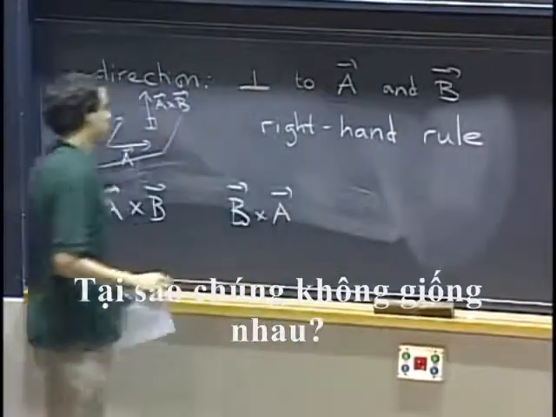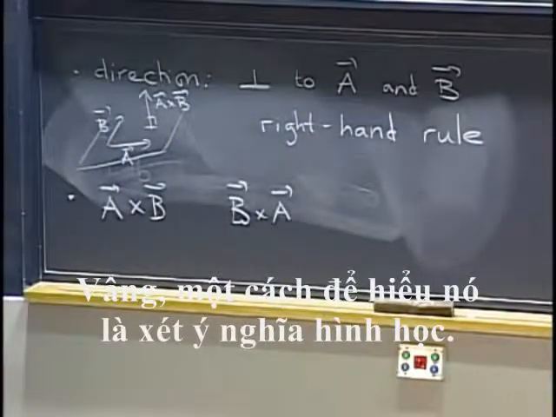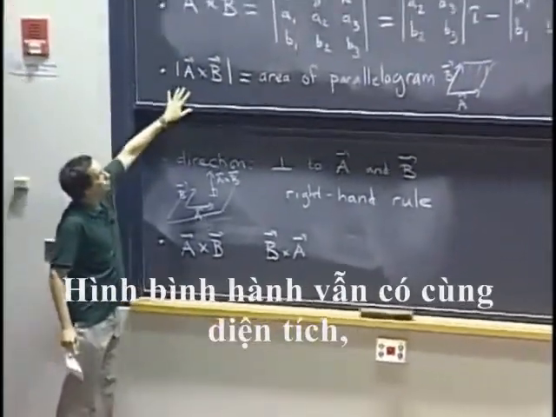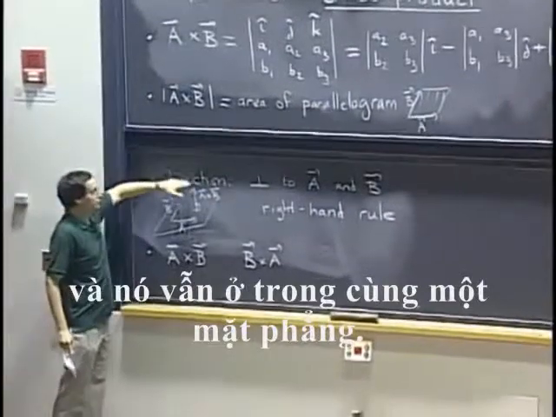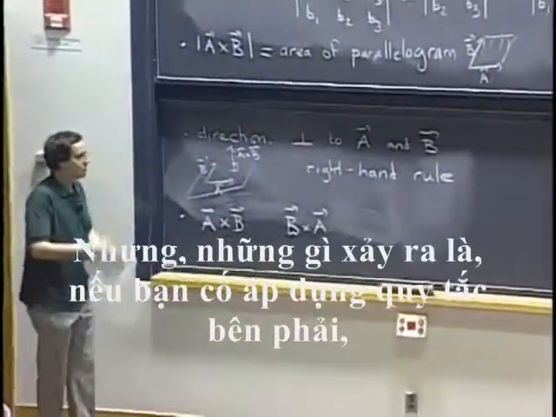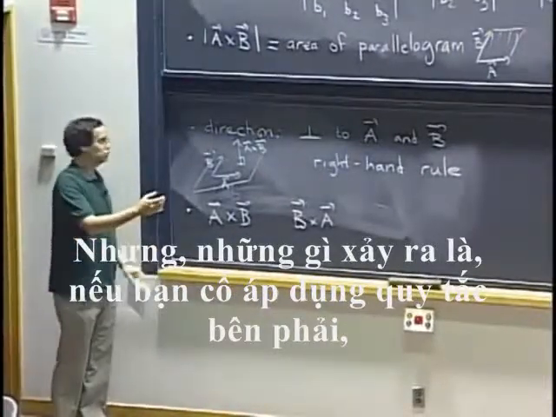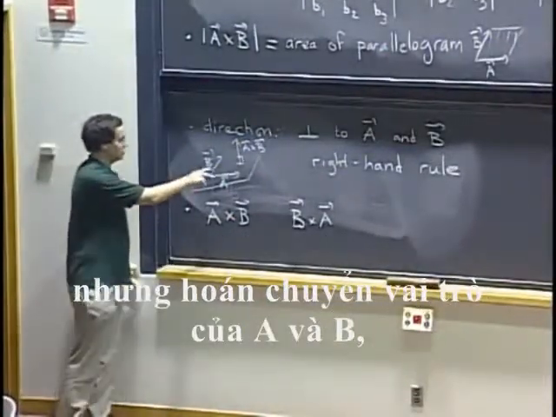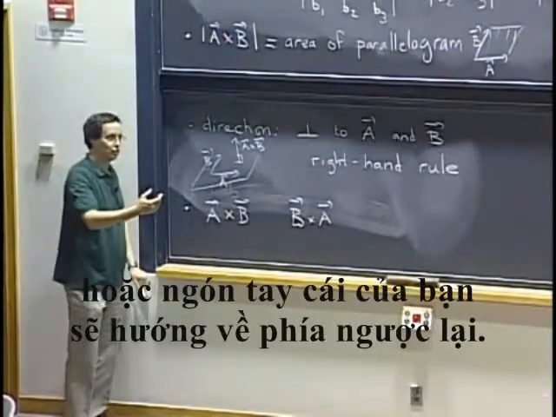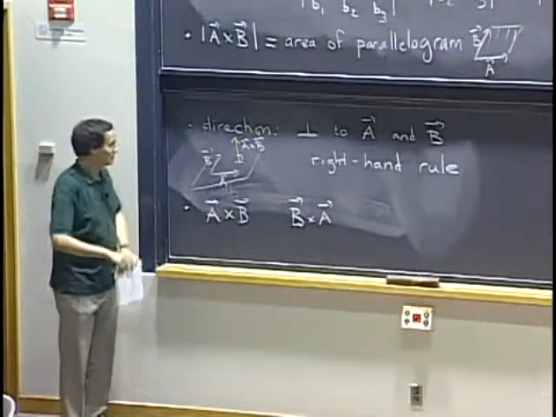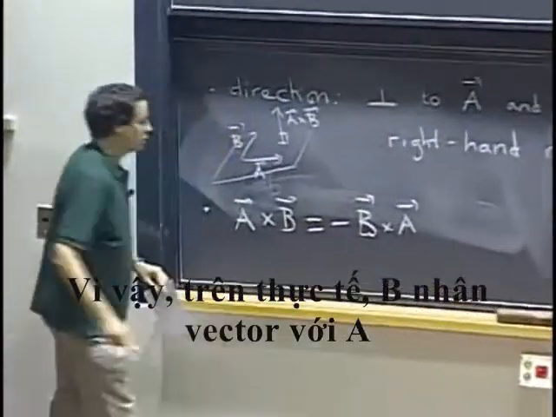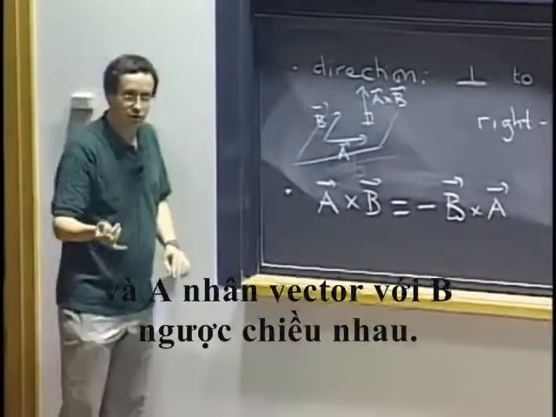Okay. Why are they not the same thing? Well, one way to see it is to think geometrically. Sure, the parallelogram still has the same area, and it's still in the same plane, so it's still perpendicular to the same plane. But if you try to apply the right-hand rule while exchanging the roles of A and B, then you will either injure yourself or you will end up pointing in the opposite direction. Okay? So in fact, B cross A and A cross B are opposite of each other.